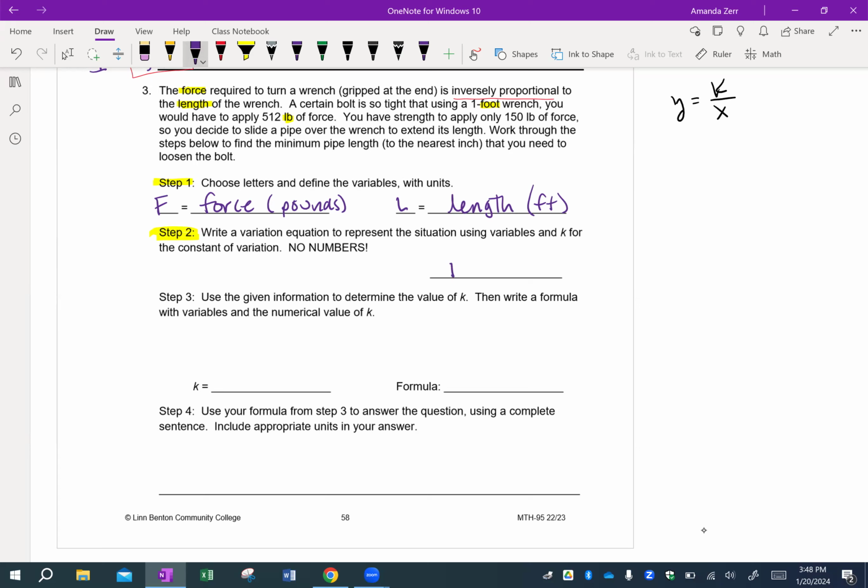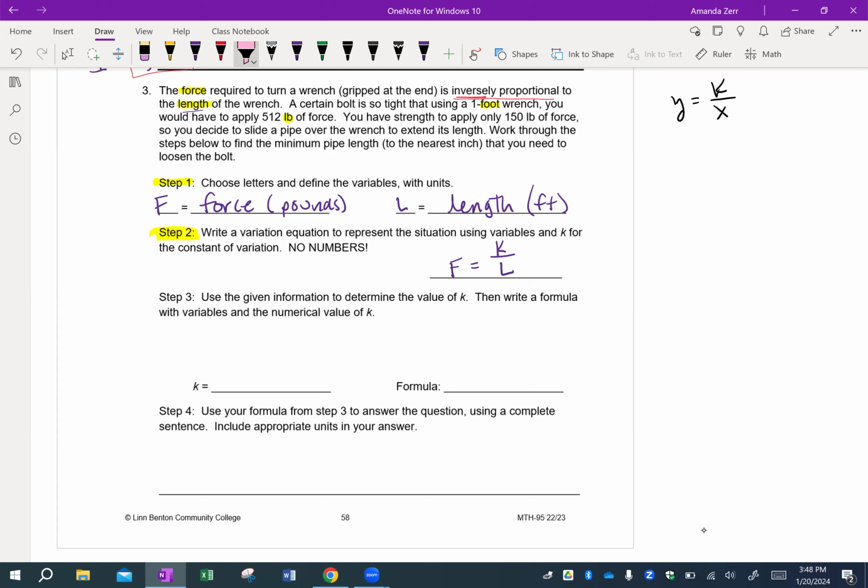It would be force is, there's my equals, directly proportional to, or inverse. Ooh, I almost made a mistake there. Inversely. Okay, so the thing that comes next is length. We're going to take K and divide it by that length. Our next job is to figure out what K is worth, and we do that by using the example.